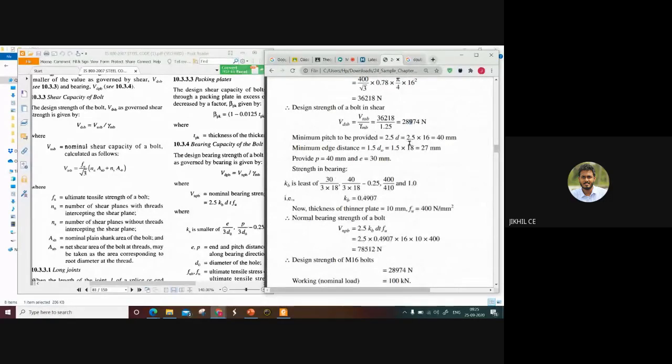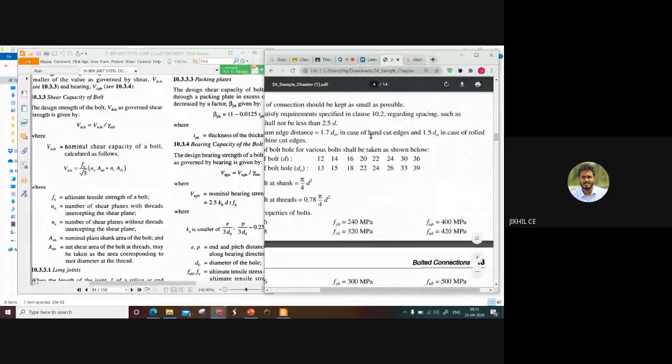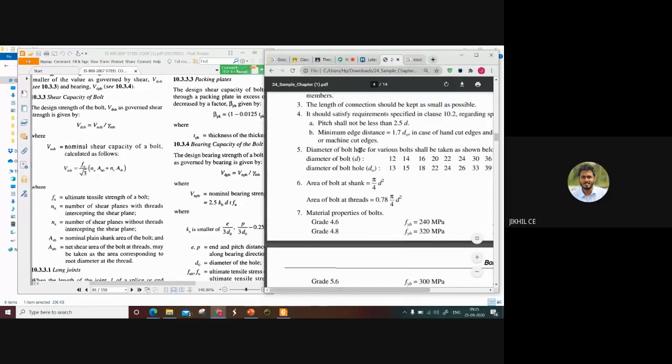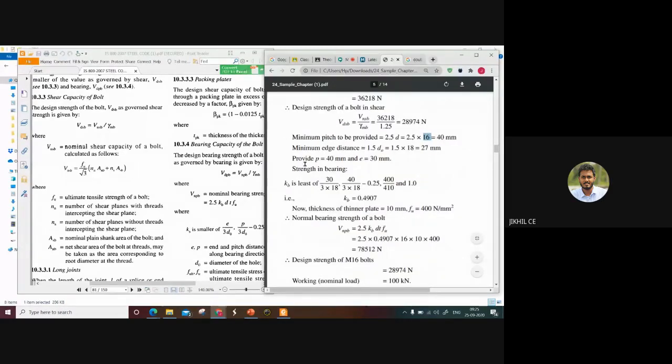So 2.5 into D, where D is the diameter of the bolt. So 40 mm should be the center to center distance between two adjacent bolts, and the minimum edge distance is 1.5 D. This is based on the assumption that it is a rolled or machine cut edge. You can write in the bracket, assuming it is machine cut. So we are providing a pitch of 40 mm and the edge E equal to 30 mm.